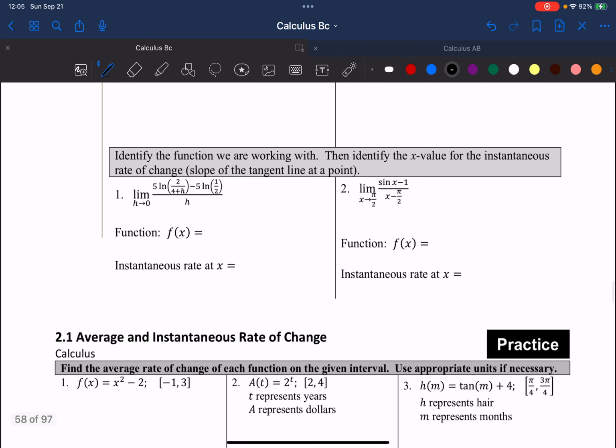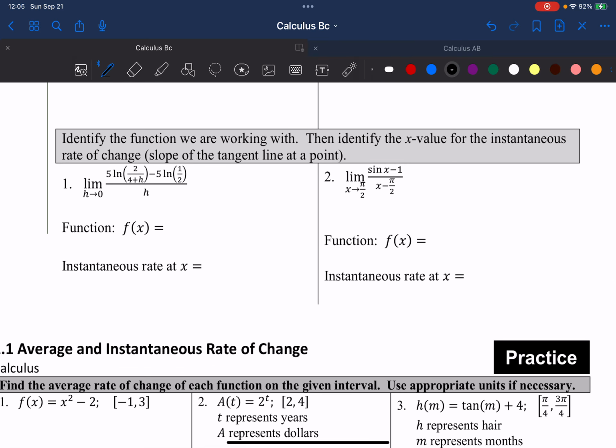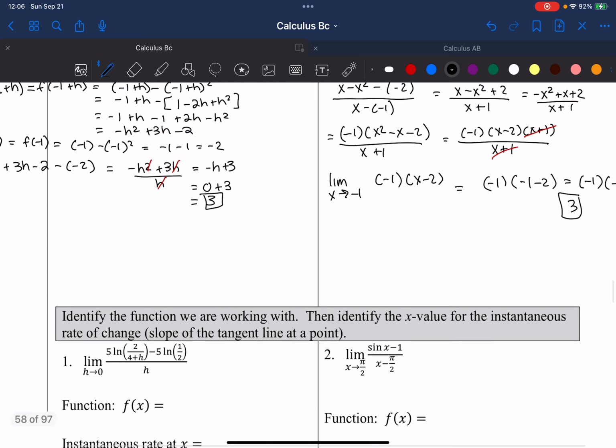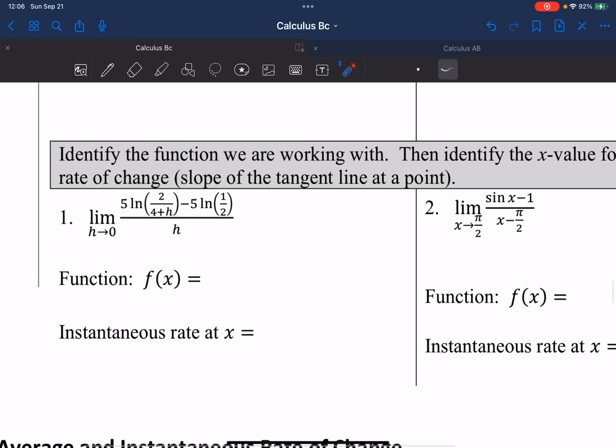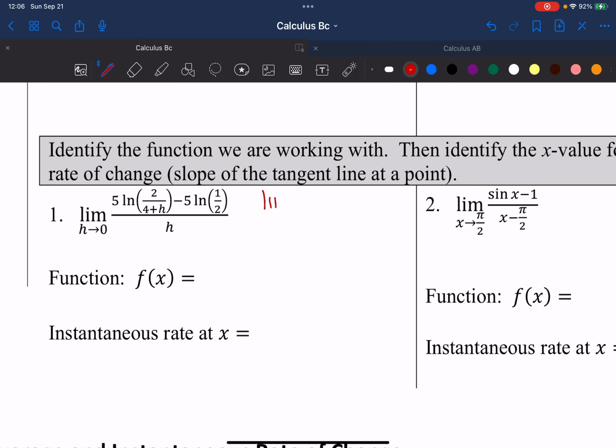Okay, this next part says to identify the function we're working with, then identify the x value for instantaneous rate of change, or in other words, the slope of the tangent line at a point. So what we're trying to see is what function this resembles. Notice how both of them are limits, which means they're going to represent one of these two definitions of instantaneous rate of change. Since this one has an h in it, I know that this is going to resemble the limit as h approaches 0 of f of a plus h minus f of a all over h.